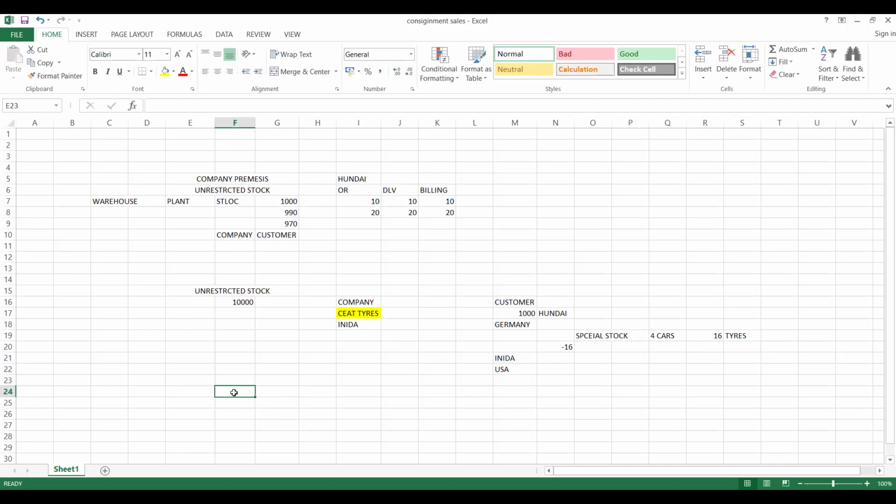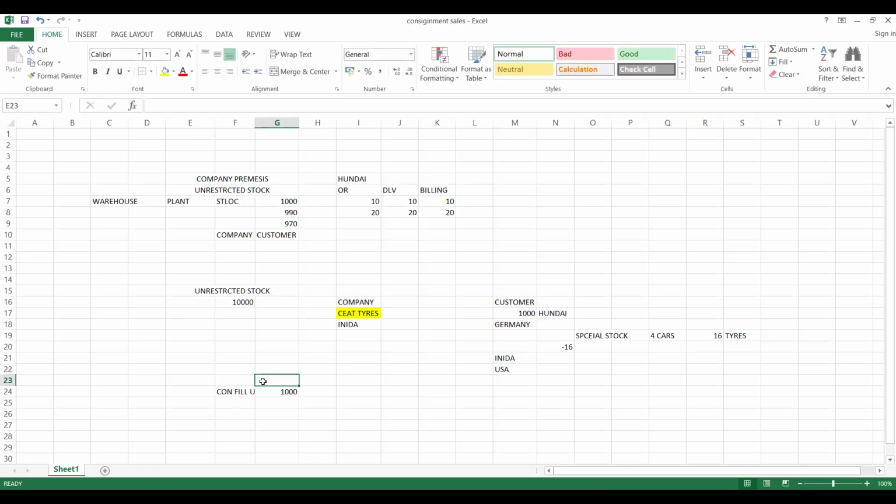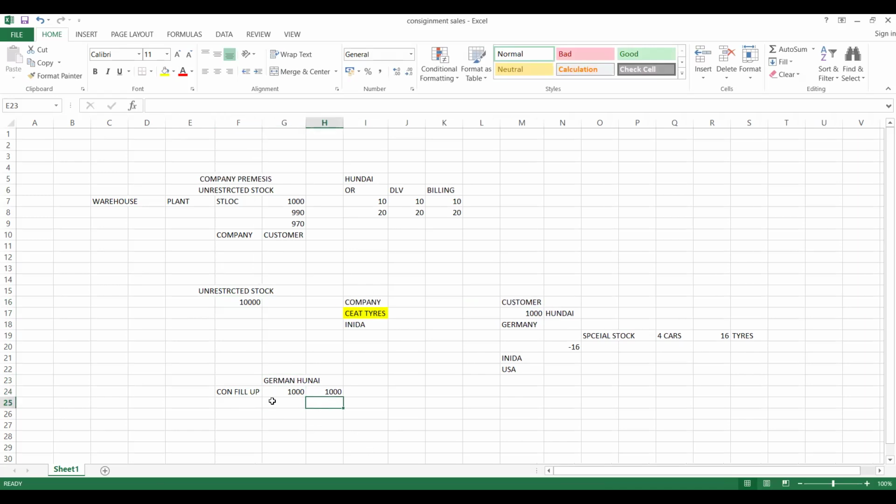The first one is consignment filler. What is consignment filler? You have a document type and you are taking 1000 stock out of 10,000. Let's say this customer is German Hyundai. I'm delivering, so in consignment filler I'm creating an order and delivery, maybe with a document type like CF. I will explain why we have it separate. So you have a delivery.